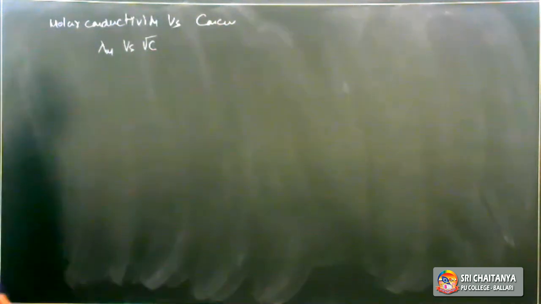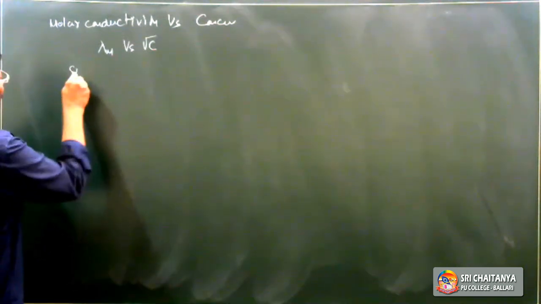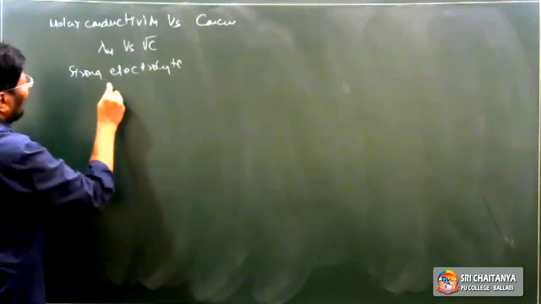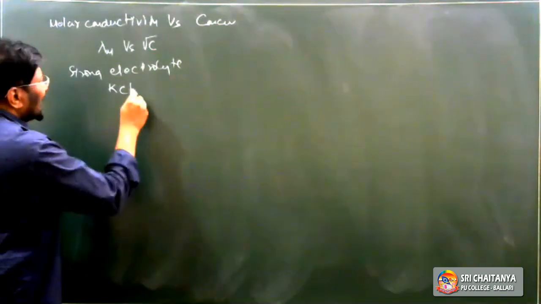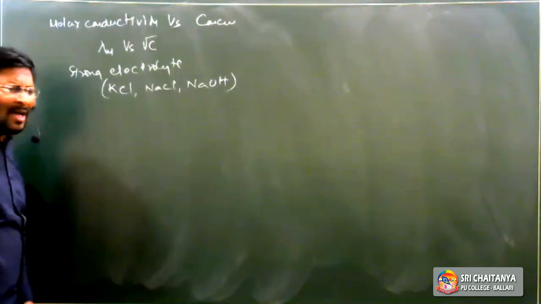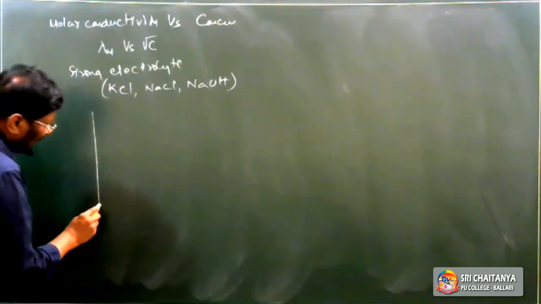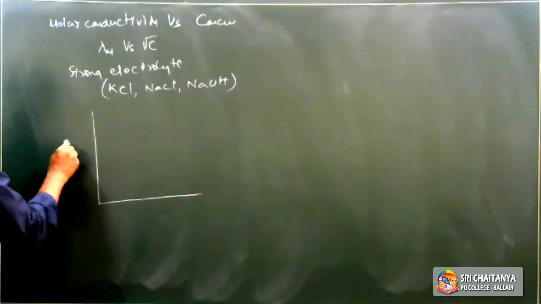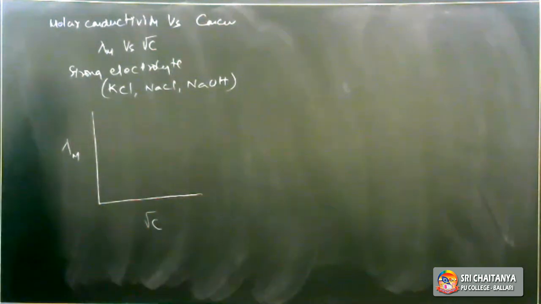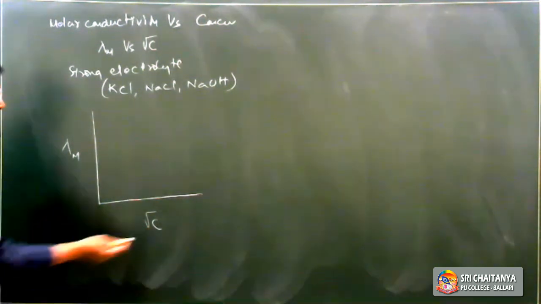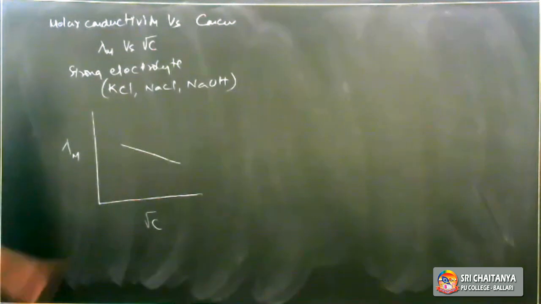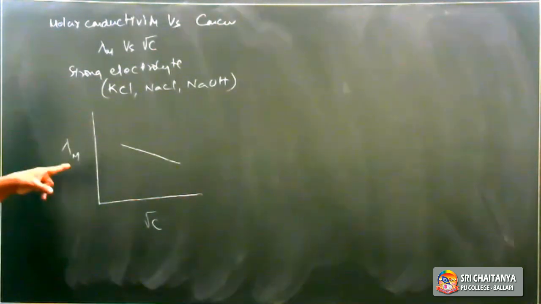Now a strong electrolyte. Strong electrolyte means which ionizes completely: KCl, NaCl, NaOH, like this. All these are strong electrolytes. So lambda m versus root c. Now here, the graph will be like this: a linear graph, negative slope.